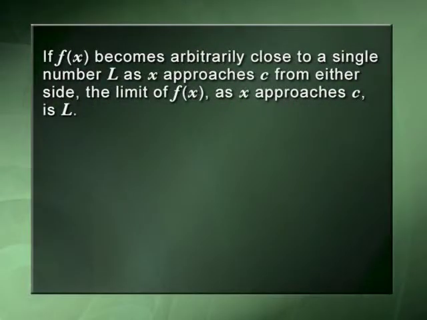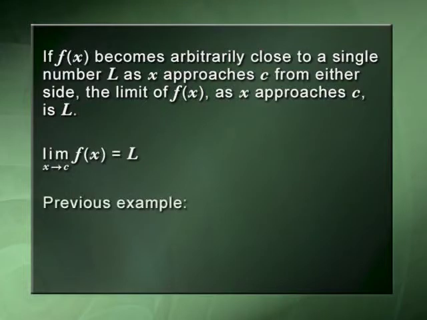Let me now look at a definition of limit. This definition has some flaws, as you might see in a moment, but this is sort of an informal way of understanding what a limit is. Here's what we say. If a function f of x becomes arbitrarily close to a single number L as x approaches c from either side, then we say that the limit of f of x as x approaches c is L.